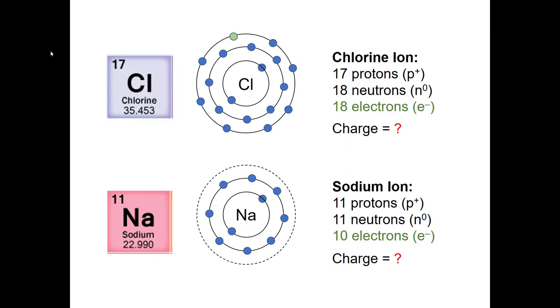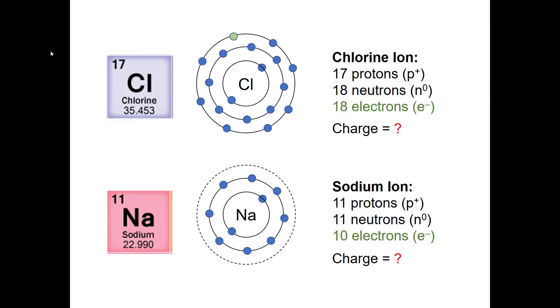Then we have sodium down here. So here with sodium we have 11 protons. When sodium started off, it had 11 protons and it had 1 electron in that outermost valence shell. And now it's gotten rid of that electron.